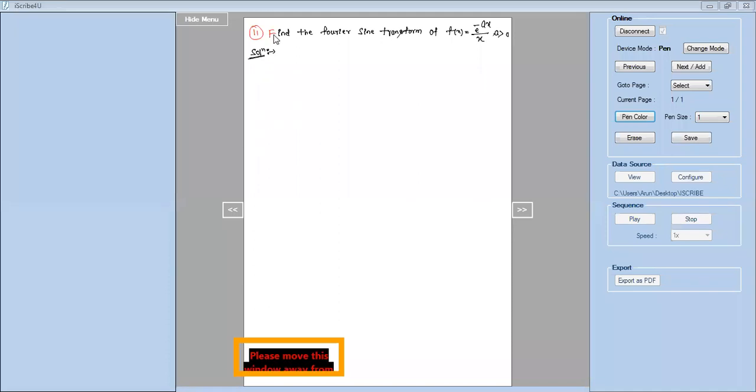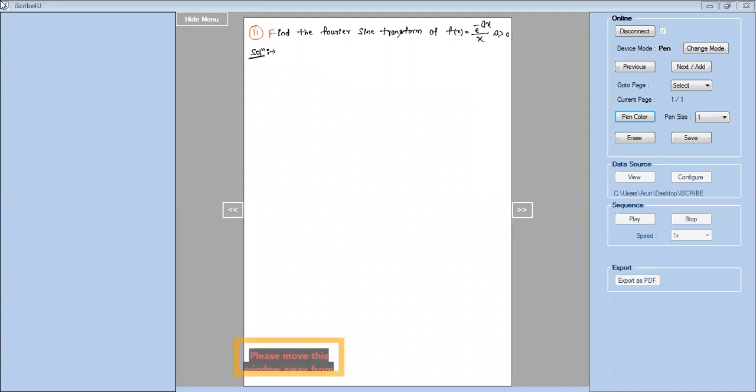Problem 11. Find the Fourier sine transform of f(x) = e^(-ax)/x, a > 0. So this is the question given. Let us see how to find a sine transformation for this.